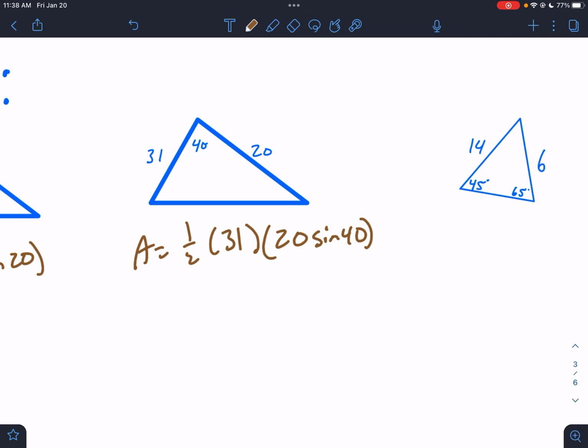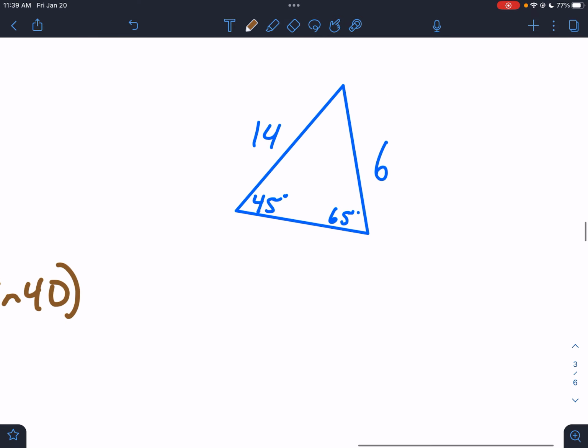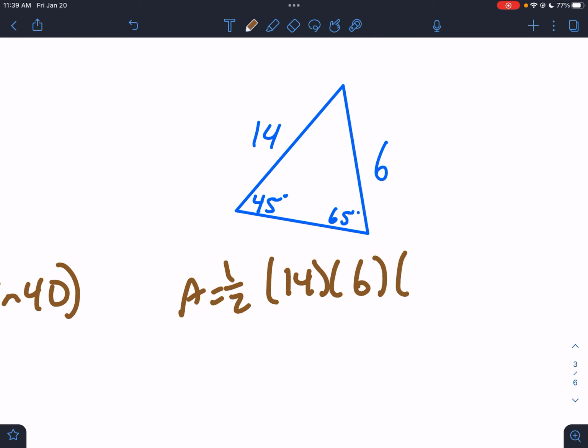This is it. And take a guess. 14, 6, 70. I don't see a 70. I know. Calm down. Take a breath. This is 70. 65 plus 45 is 110. That's 70.